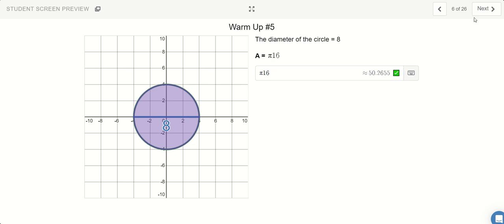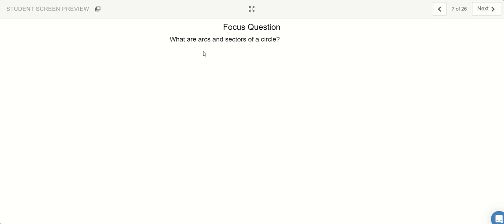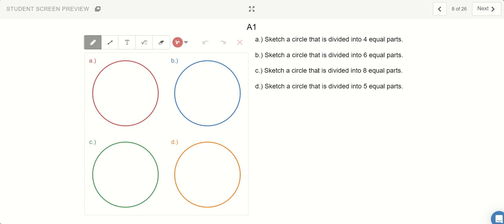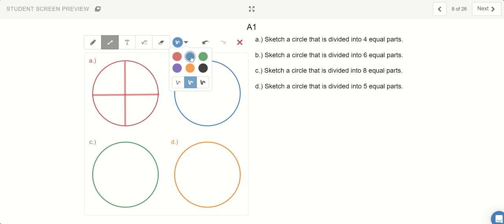Okay. Moving on. So in this investigation, we're focusing on what are arcs and what are sectors of a circle. So here, can we divide these into 4, 6, 8, and 5 equal parts? So I like using the line tool. It makes it a little bit easier to draw straight edges. So here we divide it into 4 segments. Here we're dividing into 6 segments.